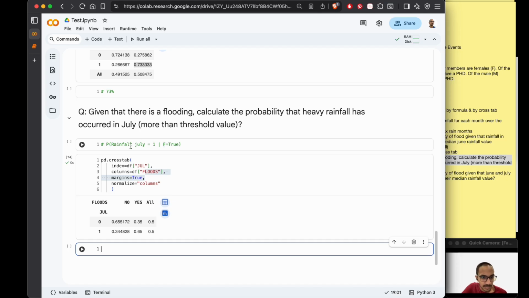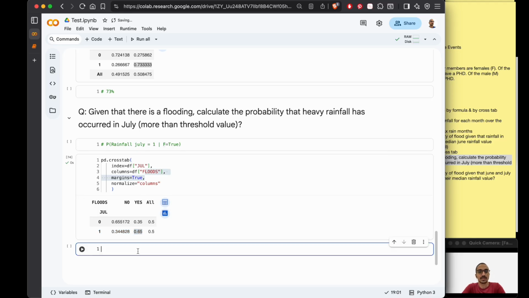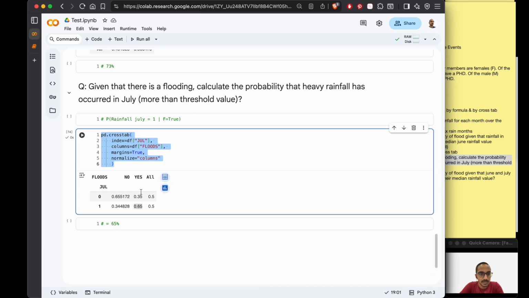So we'll see, given rainfall July 1. So rainfall July 1 is this thing, and floods is true, which is this. So which is 65%. So there is 65% chance that there is heavy rainfall that happened in July, given that flooding already happened, right? So that's how you do this one. We can validate this using our normal approach.